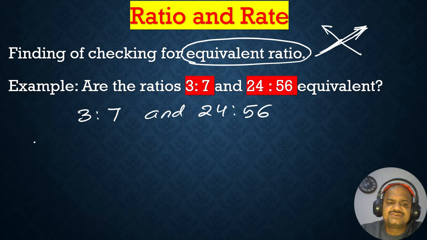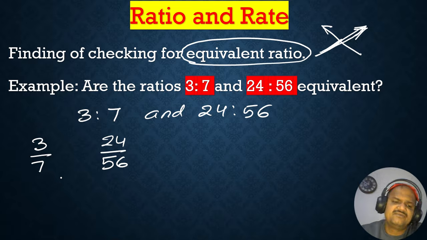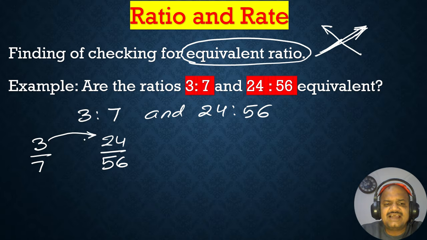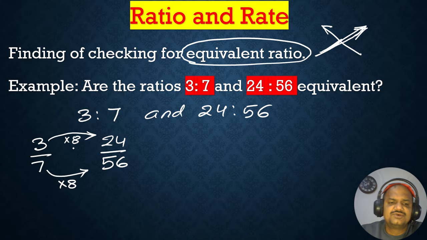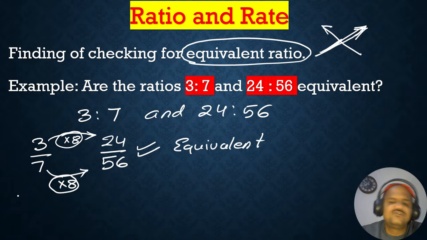Okay, 3 ratio 7 you can write as 3 over 7 and 24 ratio 56 you can write as 24 over 56. Now what you can see, 3 times 8 is 24 and 7 times 8 is 56, right? So you see numerator and denominator we have multiplied by the same number to get the second fraction. It means they are equivalent ratio. Okay, this is the one method I told you, by checking with the common factor.